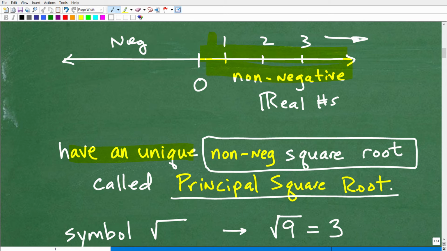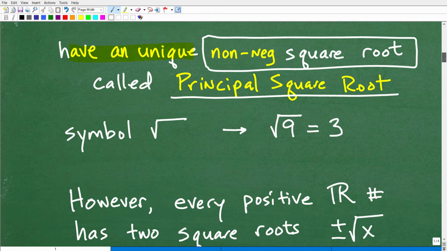Okay, so if you've never heard of the principal square root, this is really the essence or the main point to this whole video. And let me explain what the principal square root is. Okay, very, very simple. The principal square root is designated by this little symbol right here.